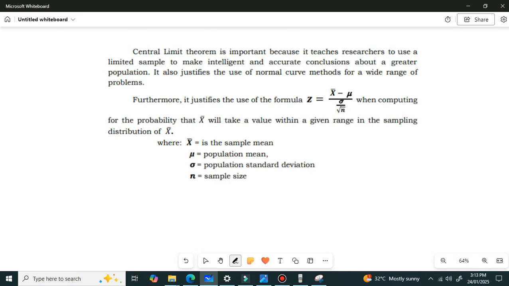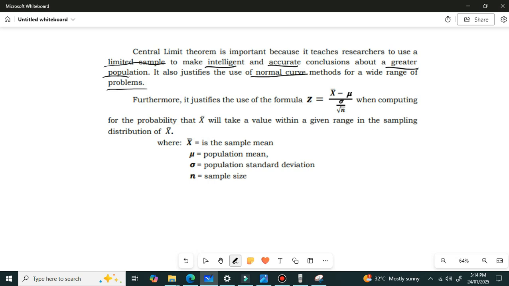The central limit theorem is important because it teaches researchers to use a limited sample to make an intelligent and accurate conclusion about a greater population. It also justifies the use of normal curve methods for a wide range of problems.